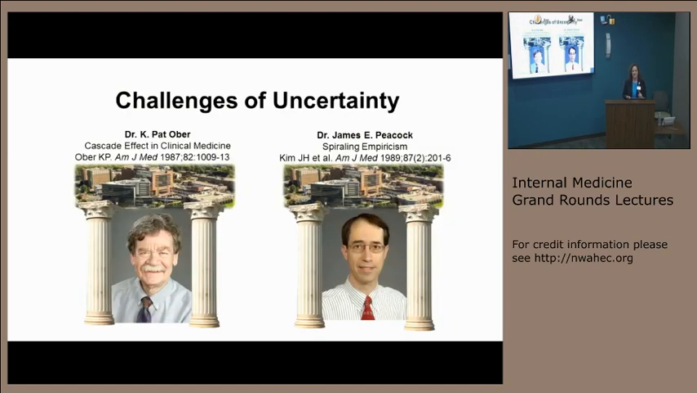And I wanted to take a moment to recognize two pillars of our institution and their work in creating awareness and describing the issues and challenges surrounding uncertainty in medicine. Pat Ober wrote about the cascade effect in clinical medicine, and Jim Peacock is credited with coining the term spiraling empiricism, when we treat uncertainty with antibiotics and things spiral out of control.